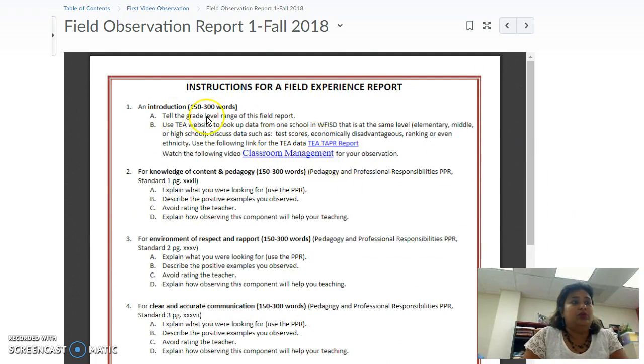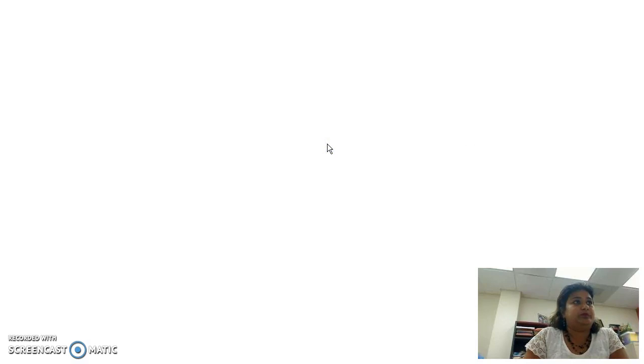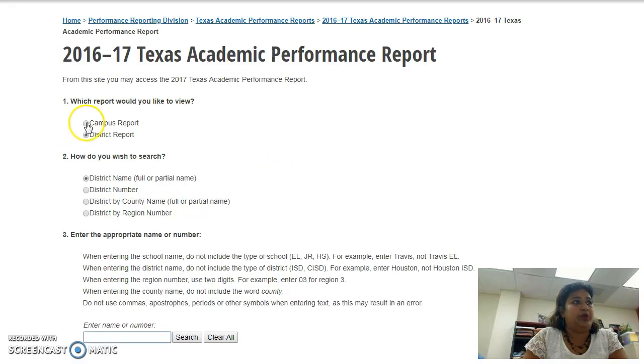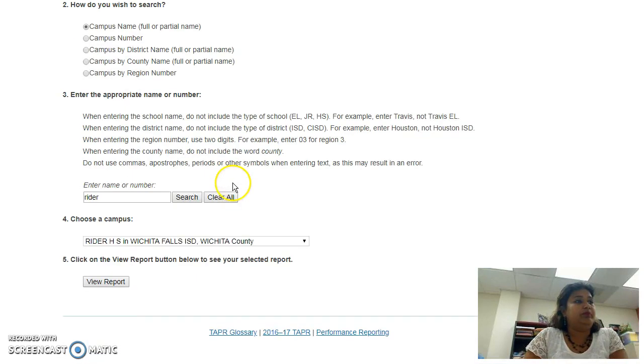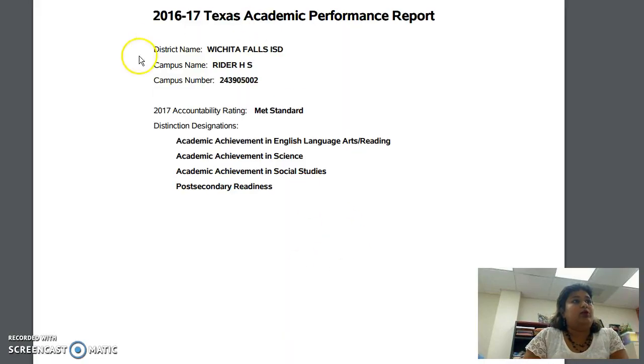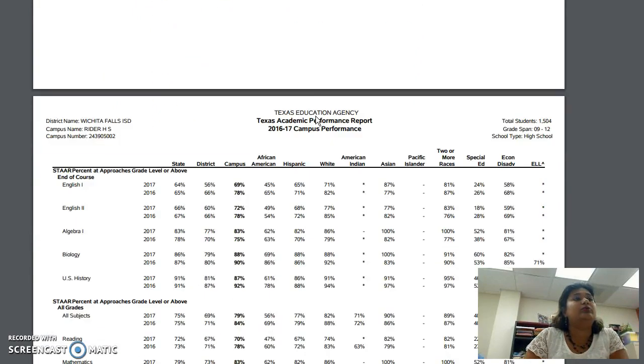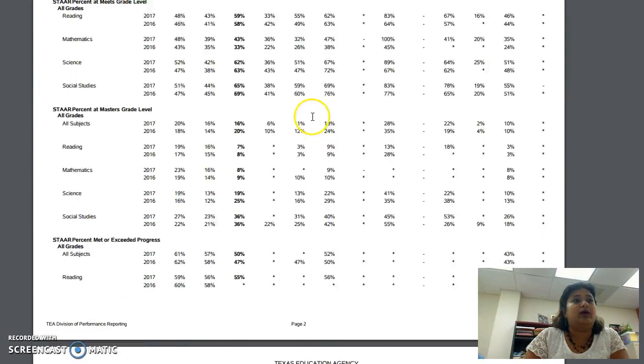The second thing you'll do in your introduction is you will go to this report. It opens up a new page. You're going to select campus report, type in, let's say, Ryder. That's a high school here, Ryder High School. You're going to have this report. It shows that this has met standard. You're going to write down data from this report.